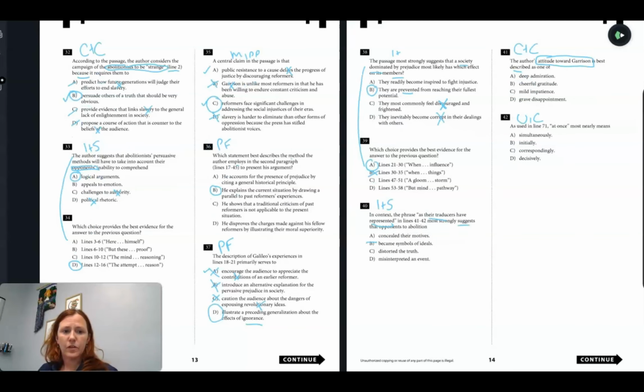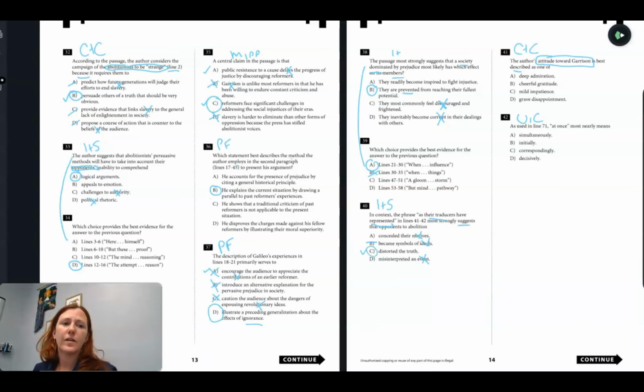So the traducers means that the opponents of abolitionists, those traducers themselves, are representing that they have more of something than they really do. So there's no discussion of motives. There's no discussion of ideals or the symbols of ideals. They're saying that there's something that they are not, so that is distorting the truth. And it might be misrepresenting something, but it's not an event so much as an idea. And so this is going to be C.